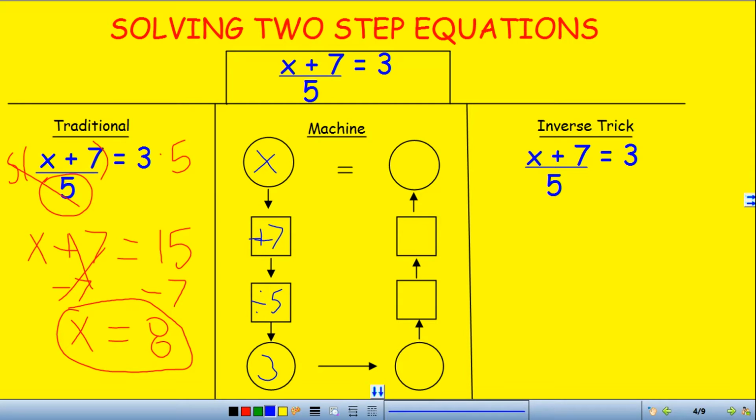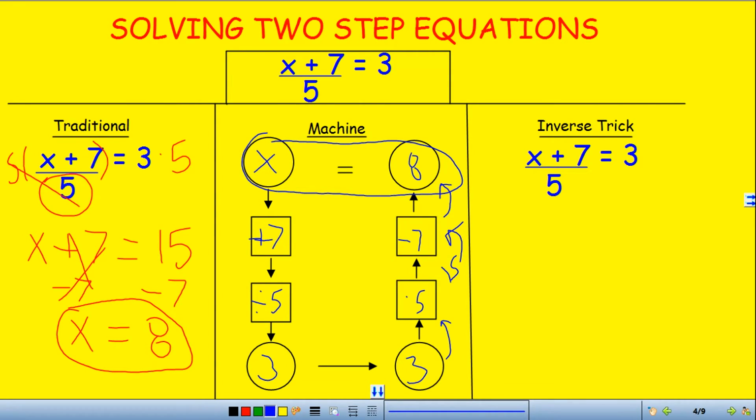So I'm going to undo it on the right side. Start out with 3. And since that's divided by 5, the inverse of divided by 5 is times 5, or multiply times 5. So 3 times 5 gives me 15. And from there, the inverse of plus 7, or adding 7, is subtract 7. So 15 subtract 7 is going to give me 8. So my final answer is x equals 8.